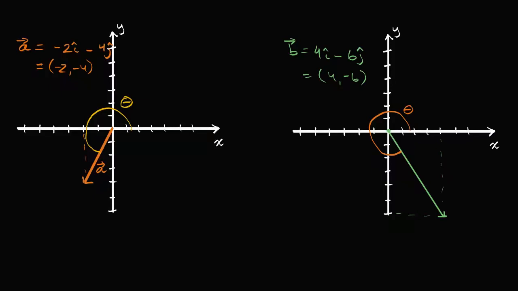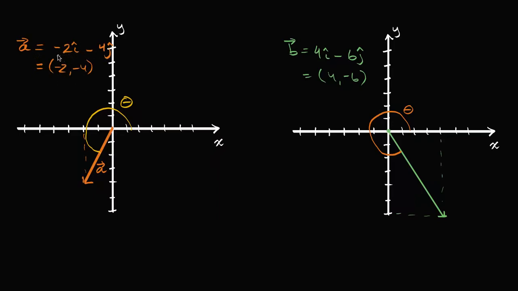Let's get some more practice finding the angle, and in these cases, the positive angle between the positive x-axis and a vector drawn in standard form, where its initial point, or its tail, is sitting at the origin. And so here for vector A, we can write it in two different ways.